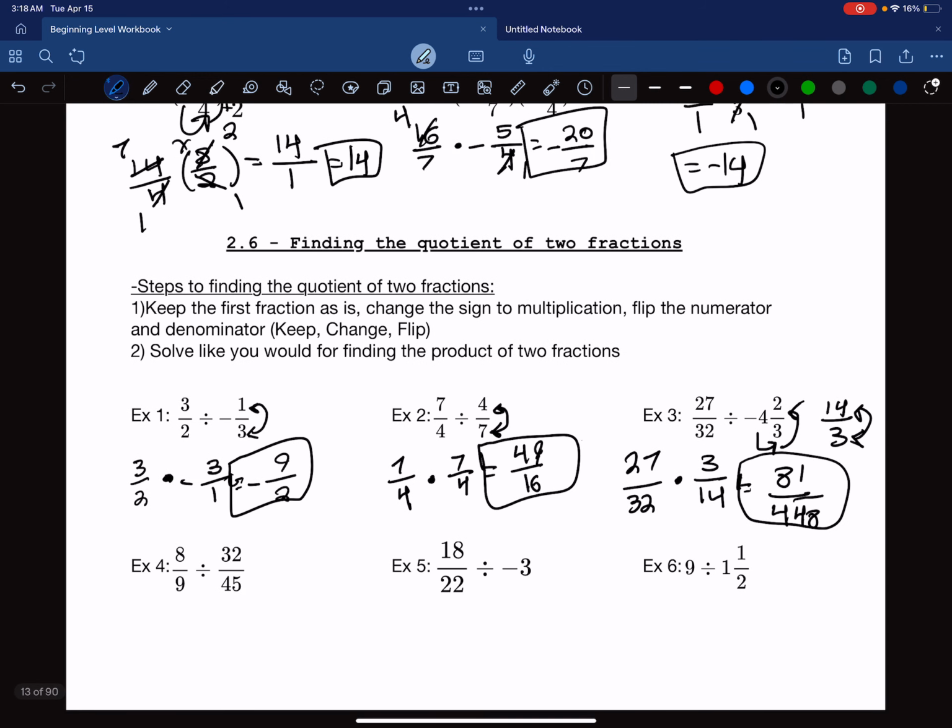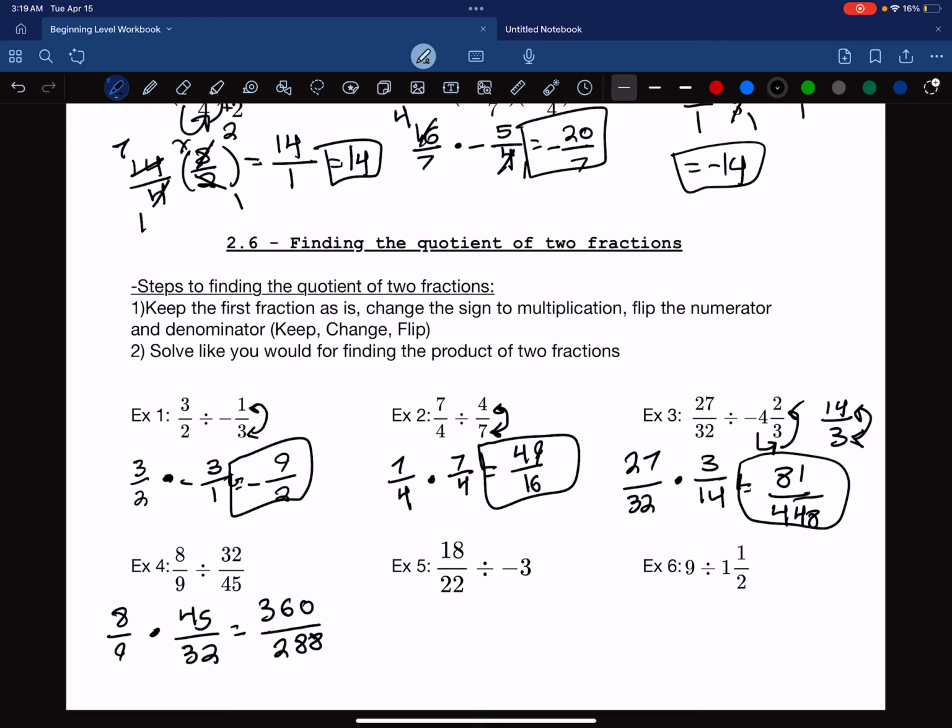Looking at example 4, we have 8/9. We'll multiply that by 45/32. 8 times 45, that is 360. And then 9 times 32 is going to get us 288. Now this fraction can be reduced.